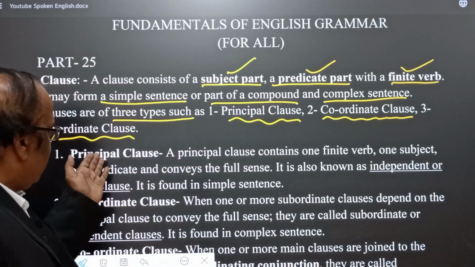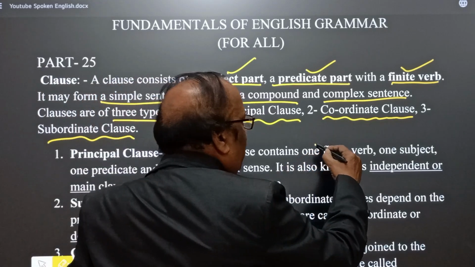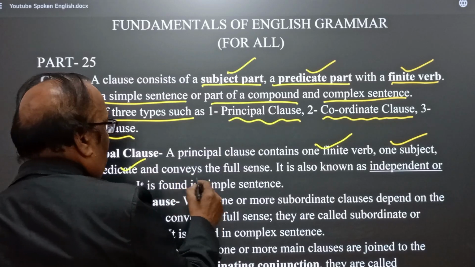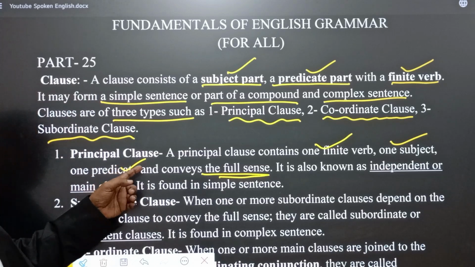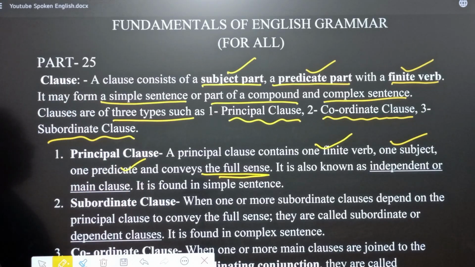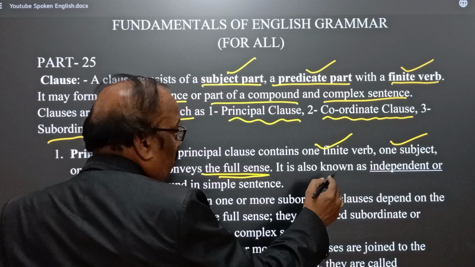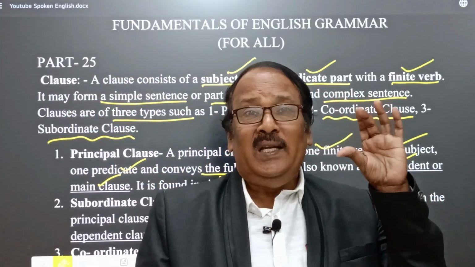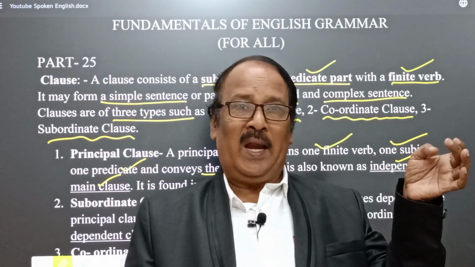Principal clause: a principal clause contains one finite verb, one subject part, and one predicate part, and conveys the full sense. It is also known as an independent or main clause. These very interesting fundamental ideas should be there in our mind.